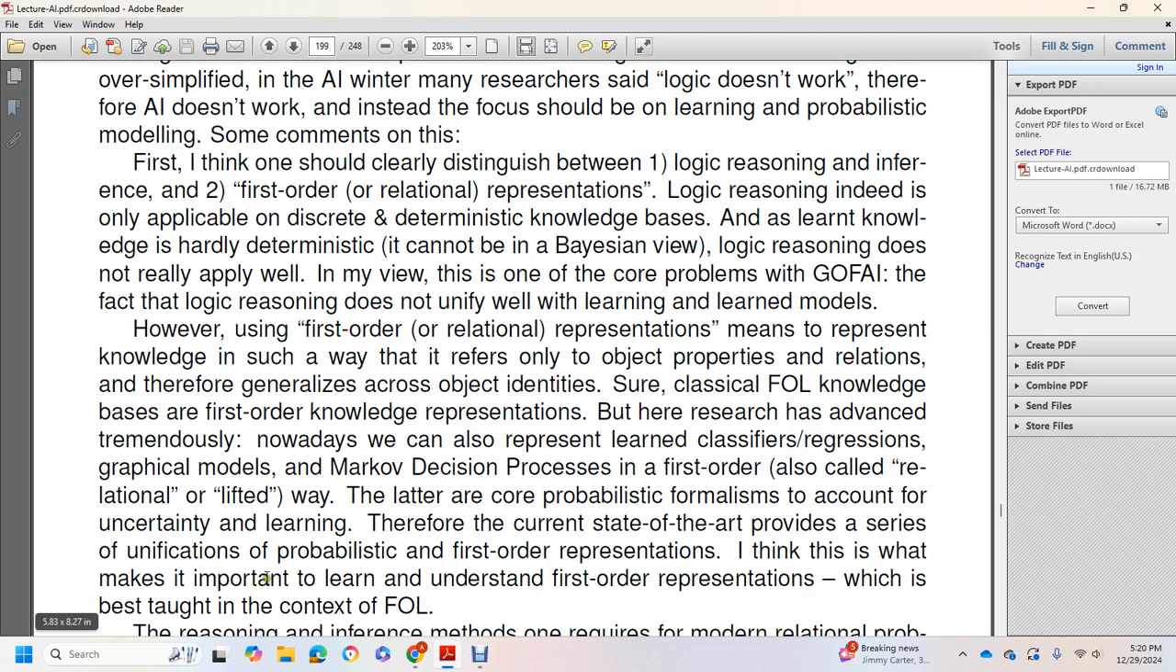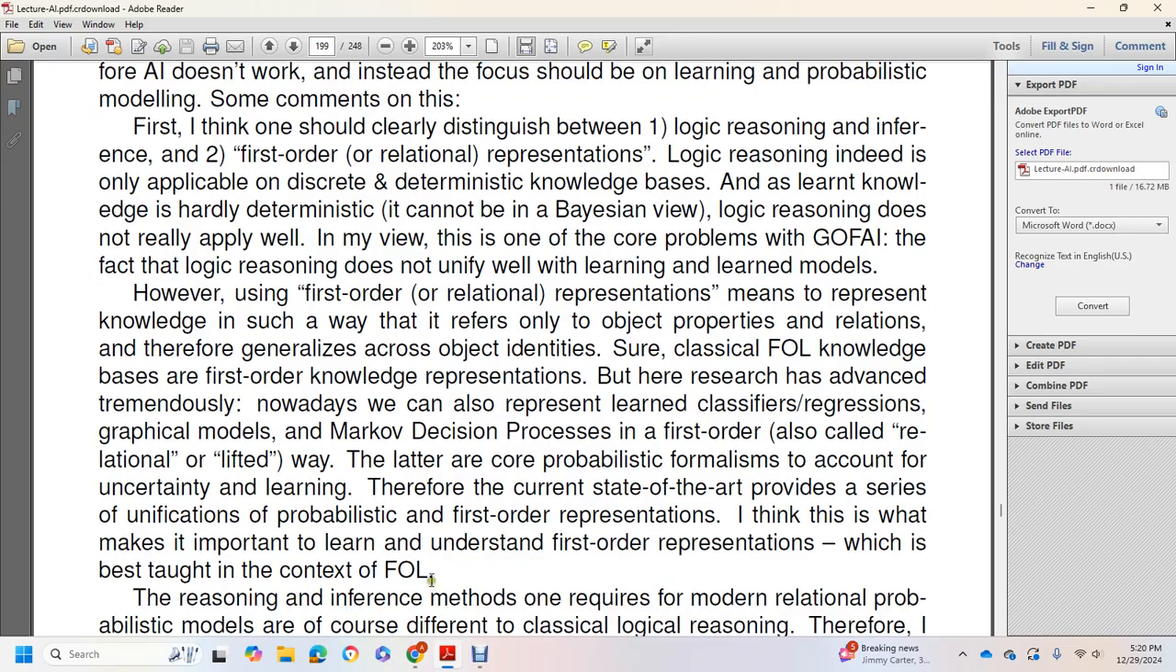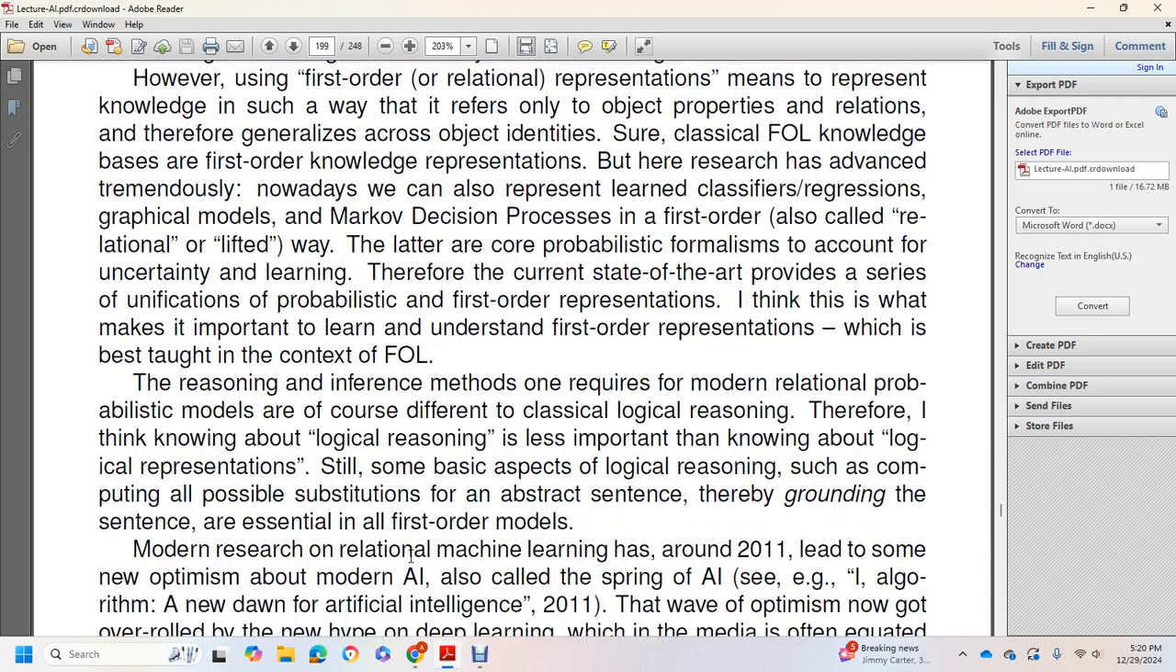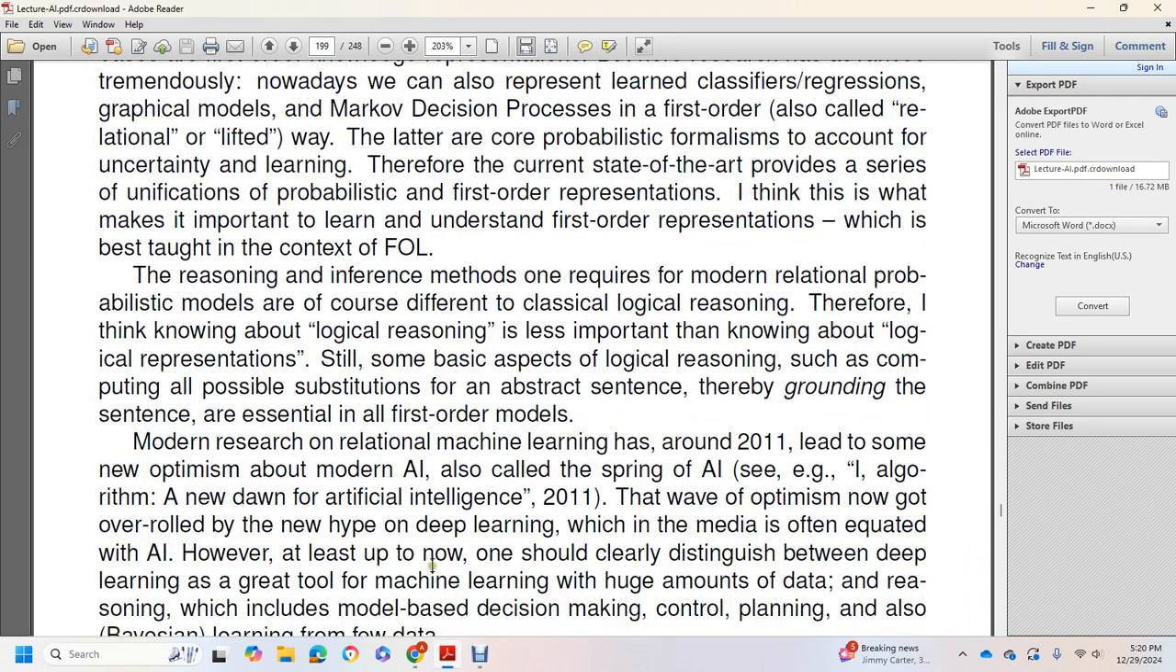I think that is what makes it important to learn and understand first order representation, which if taught in the context of first order learning, the reasoning and inference made, requires the relational probabilistic models. Of course, this is different from classical logical reasoning, so I think logical reasoning is less important than the knowledge of the logical representation. Some of the basic aspects of logical reasoning, such as computing all basic substitutions of the abstract sentence, thereby grounding the sentence, are essential in all first order models.